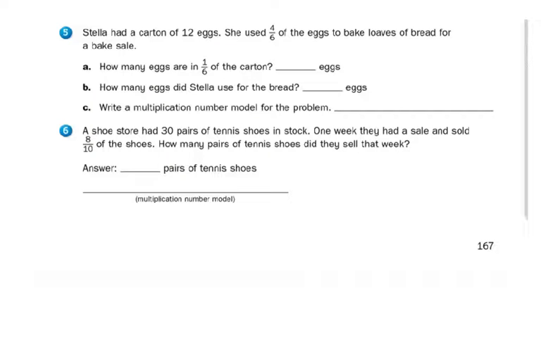How many are in 1/6 of the carton? So in other words, what is 1/6 of 12 eggs? A dozen eggs. 6 times what gives me 12? 2. So 1/6 would be 2 eggs.